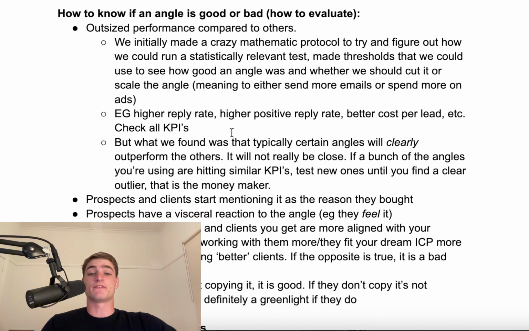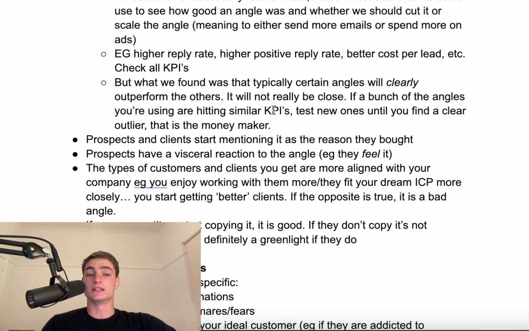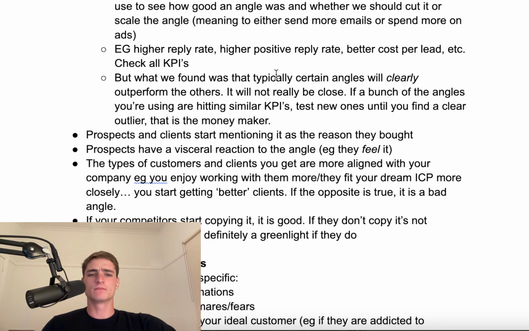But what we actually found was that typically certain angles will clearly outperform others, and it's not really that close. And we found that if a bunch of angles were hitting similar KPIs and it was close, what we really needed to do was test new ones until we found a clear outlier that was the moneymaker. So if everything's sort of in the middle and you don't really know, when you would typically need to rely on some type of mathematic protocol, what you really need to do is keep those running because they're going to be okay, and they're going to get you leads in the meantime. But you really need to keep testing because you're looking for that outlier, that real money maker, that rainmaking campaign that completely revolutionizes your business. So yeah, just keep that in mind.